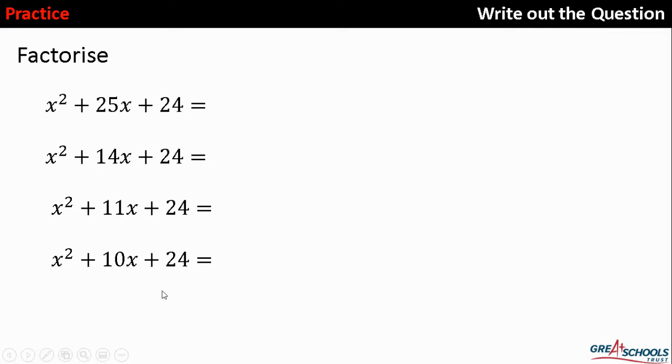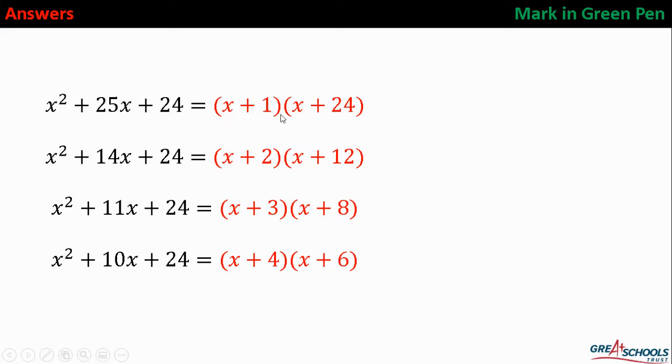Okay, having worked through those, you should have got these answers here. x plus 1, x plus 24, that gives me 25. x plus 2, x plus 12, that gives me 14. x plus 3, x plus 8, that gives me 11. And finally, x plus 4, x plus 6 gives me 10. And you'll notice that if you multiply all of these numbers here together, you'll get 24.